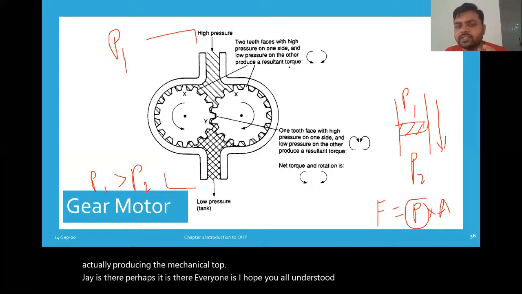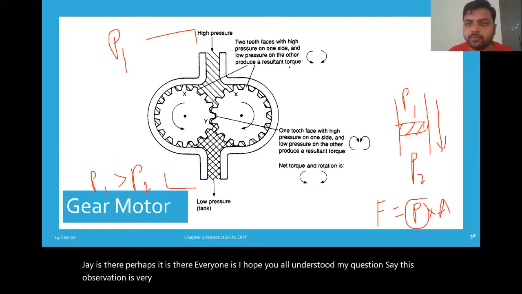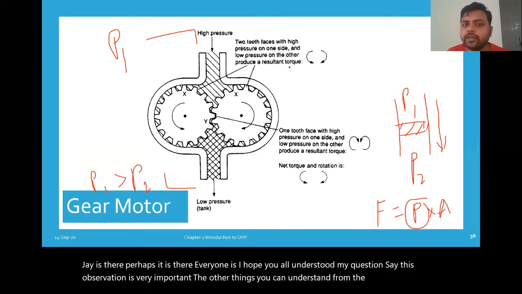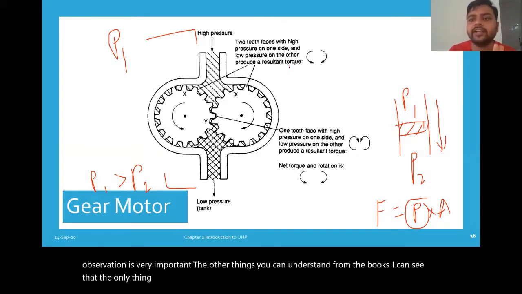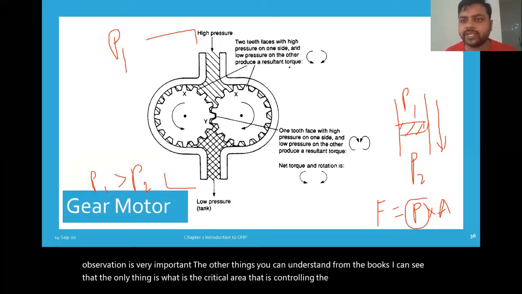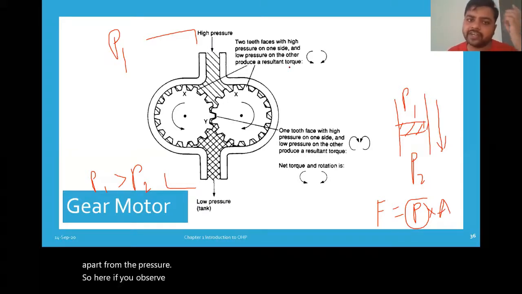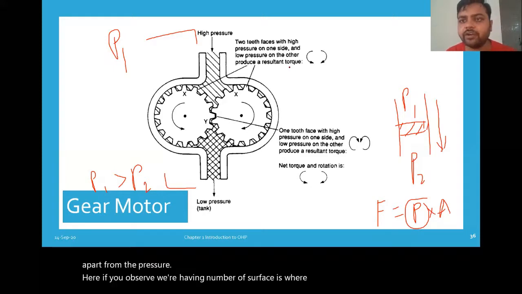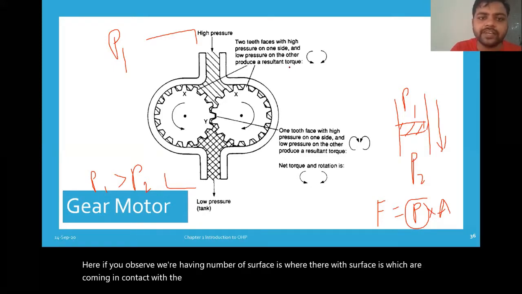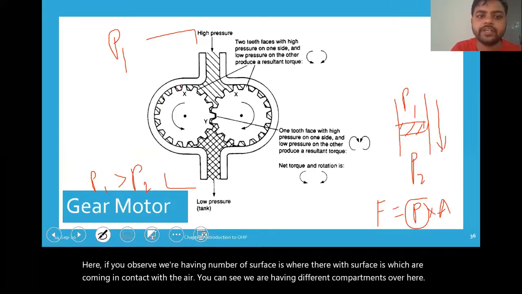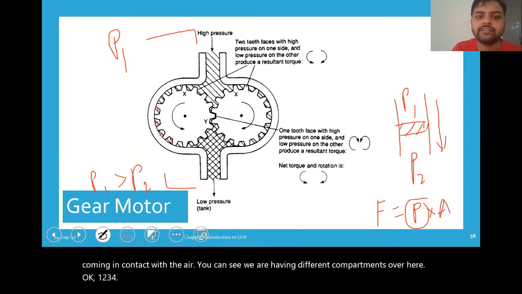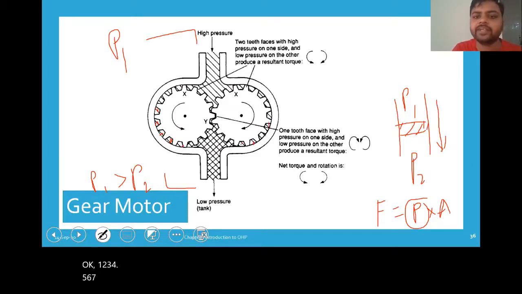See, this observation is very important. Other things you can understand from the books. The only thing is, what is the critical area that is controlling the total torque being produced apart from the pressure? So here, if you observe, we have a number of surfaces which are coming in contact with the air. You can see we have different compartments over here, 1, 2, 3, 4, 5, 6, 7, 8. We have many compartments, right? But they are not subjected to any pressure difference.